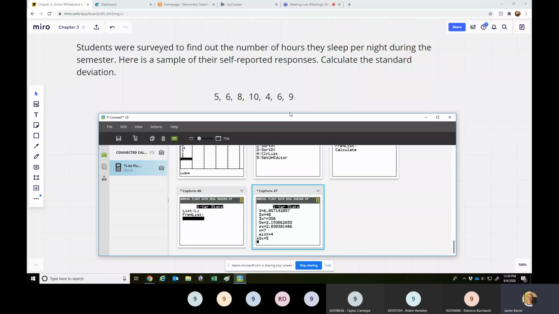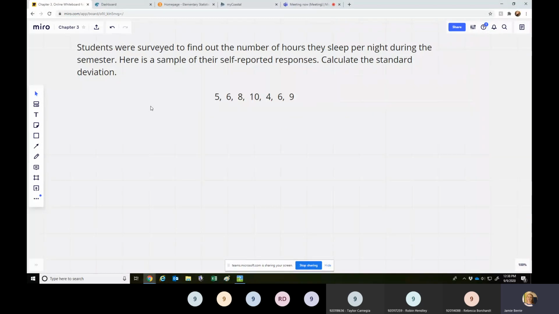Now, all of these are whole numbers again, so we should round to 1 decimal place. So our sample standard deviation would be 2.2. We look to the 1 place to the right, that's a 9, so we should round this number up. So it'd be 2.2. All right, so S, sample standard deviation is 2.2.